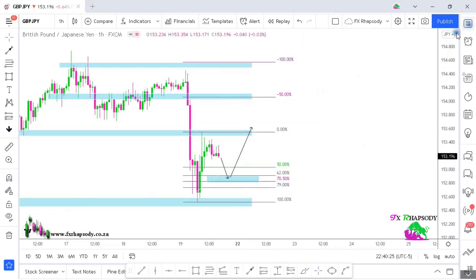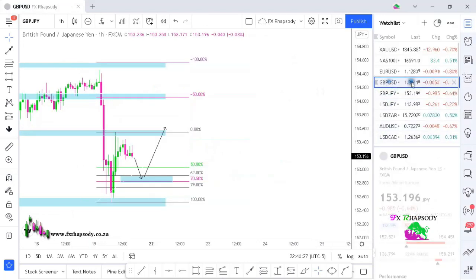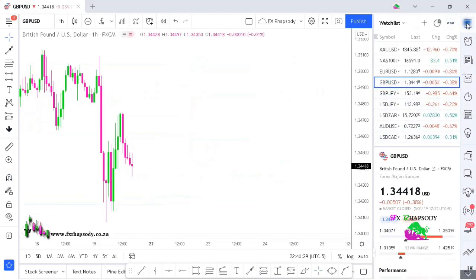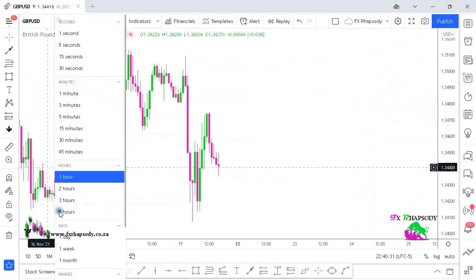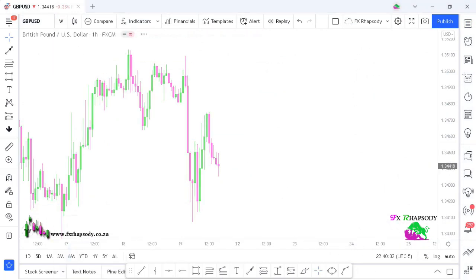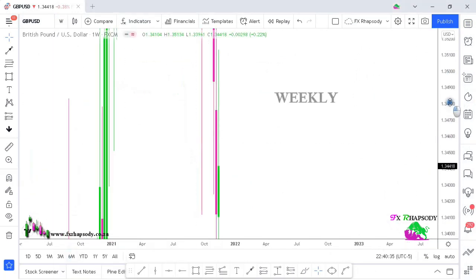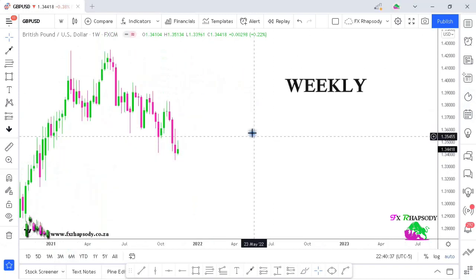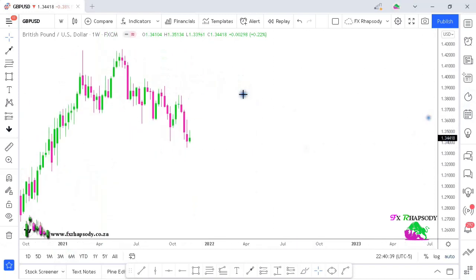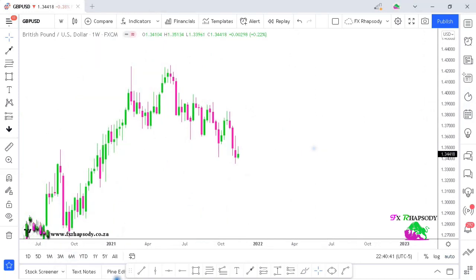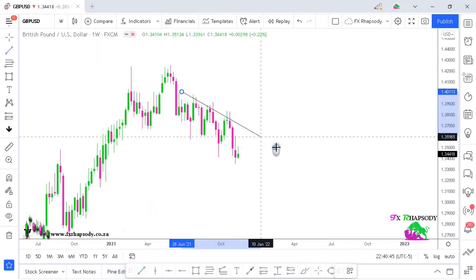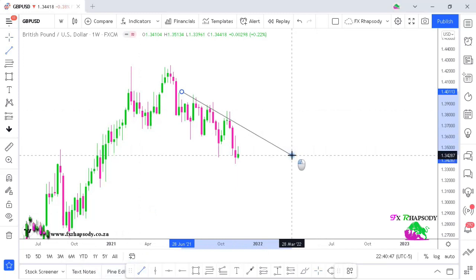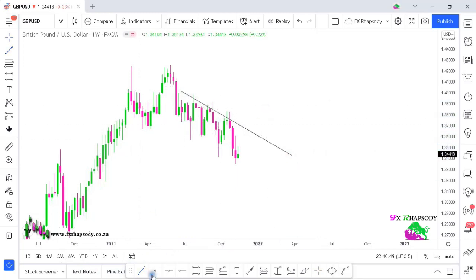So let's look at the pound dollar. Before we go to the hourly, let's move to the weekly. Let's just do that. Don't want to expand this too much. All right, so what we see is the following. We can see this trend line happening there, and we can see this movement at the bottom.